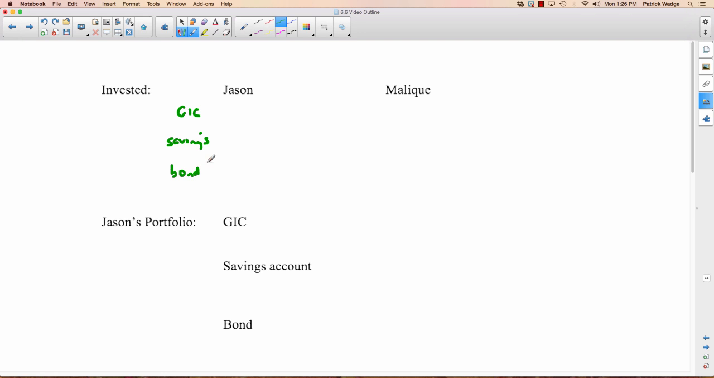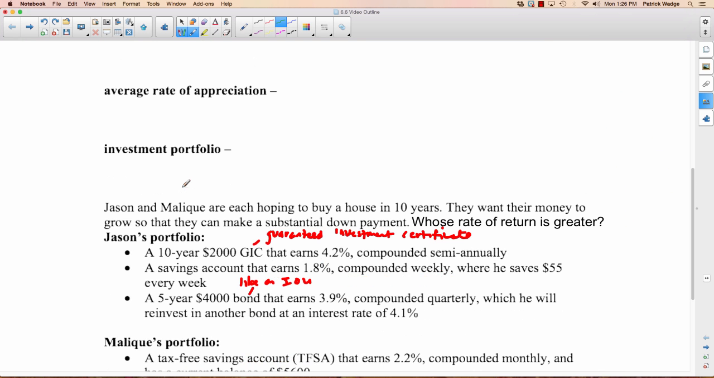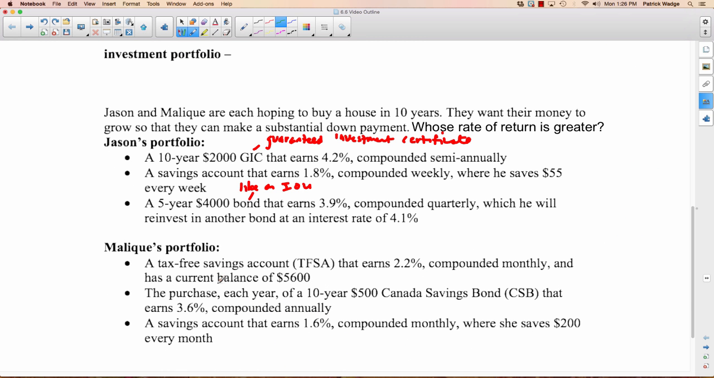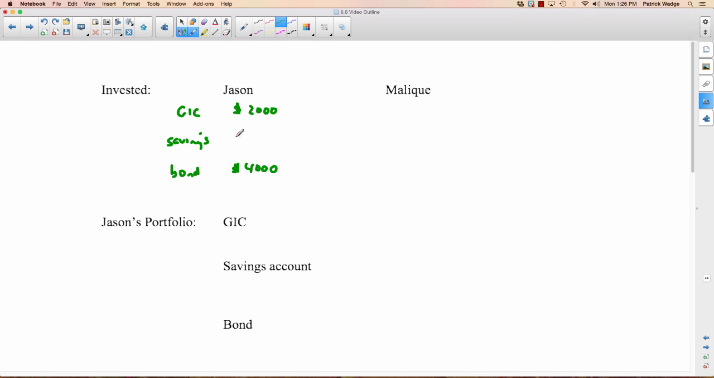So let's see how much each one of those was. For the GIC, it was $2,000, and for the bond it was $4,000. So let's put those in right away. $2,000 and $4,000 down here. Now for the savings, it's a little bit more complicated because he's putting $55 in every week. Remember, this is over 10 years. So $55 a week. There's 52 weeks in a year, and we're doing this over 10 years total.